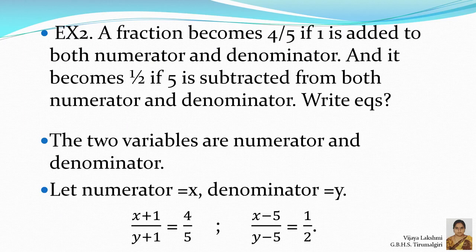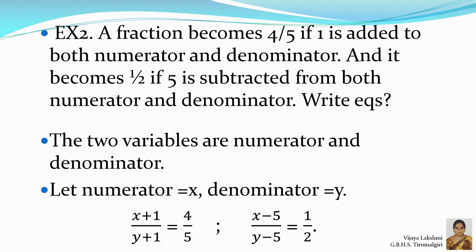Now let us go to the second example. A fraction becomes 4 by 5 if 1 is added to both numerator and denominator. And it becomes 1 by 2 if 5 is subtracted from both numerator and denominator. Write the equations. So here we don't know the fraction. So our two unknown variables are numerator and denominator. So let us take numerator as x and denominator as y.